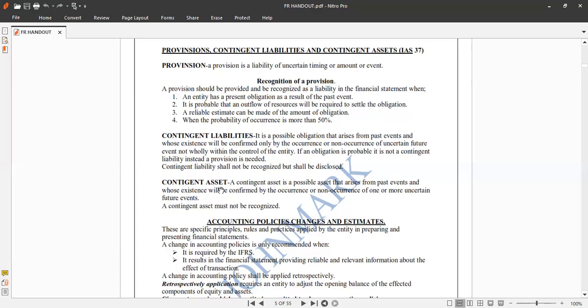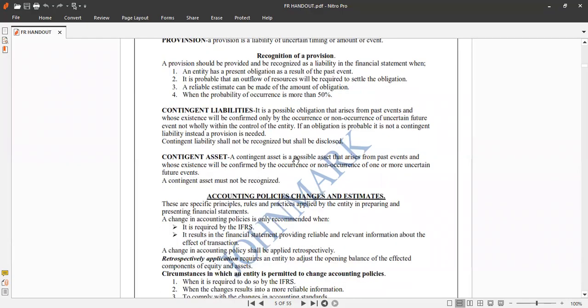Then you have a contingent asset, which is the opposite. A contingent asset is a possible asset that arises from a past event and whose existence will be confirmed by the occurrence or non-occurrence of one or more uncertain future events. For example, in this case, you are the one who has taken another company to court, and you are the one expecting to receive the damages. So in that case, it becomes a contingent asset.